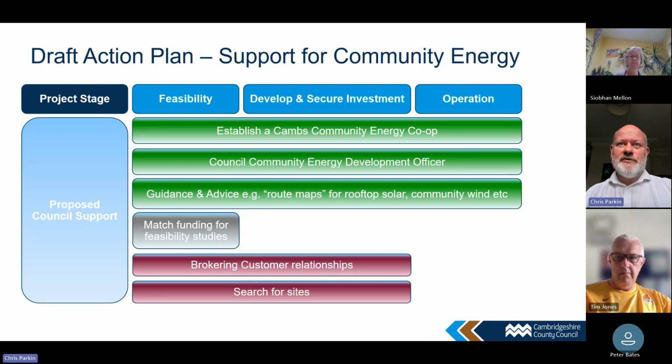And the final option was a search for sites activity where the Council Community Energy Development Officer would access a wide range of GIS data sets to look at suitable sites across the county in all ownerships, both private ownership and public ownership, suitable sites for hosting community-owned renewable energy projects. So that would then involve looking at things like wind resource and solar irradiance, but also proximity to grid substations for connection into the grid for the larger projects.